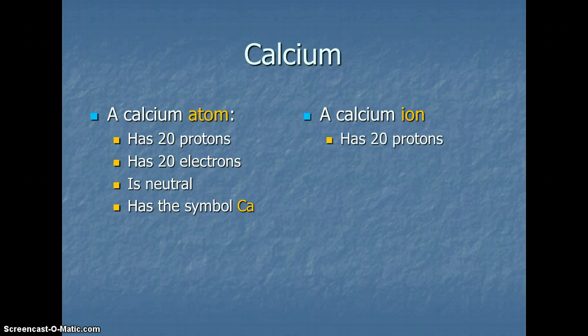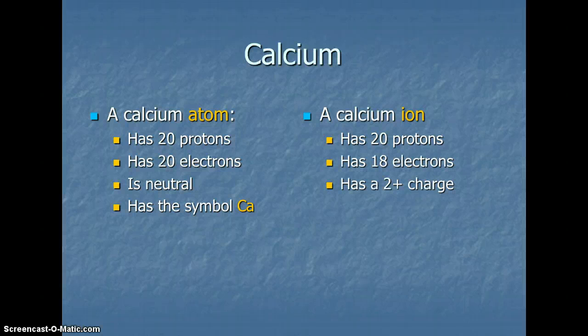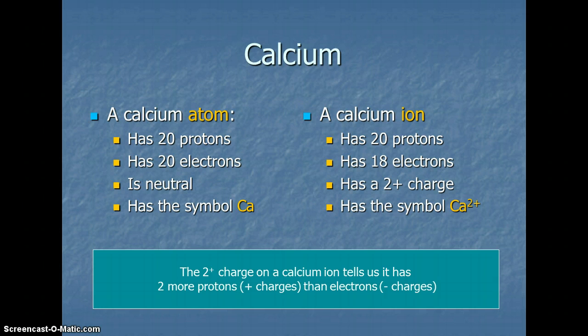How many electrons? Take a look at the periodic table. What do you think? Well, it should be 18, because you should have also memorized that from the previous slide as well. So it has the 2+ charge. All right, so it's going to have the symbol of Ca2+. So the 2+ charge of the calcium ion tells us that it has 2 more protons than electrons. Not that we added more protons, it's just that it has 2 more protons than electrons because we lost electrons.